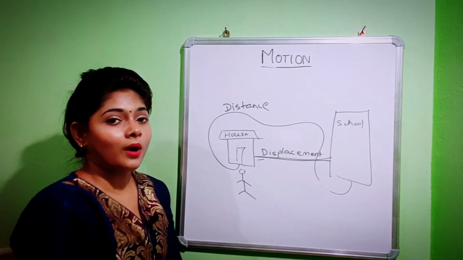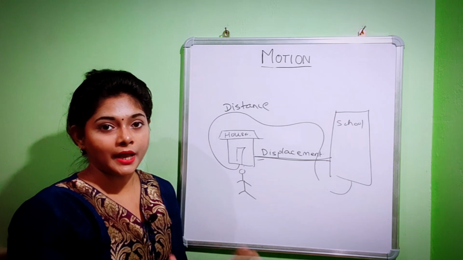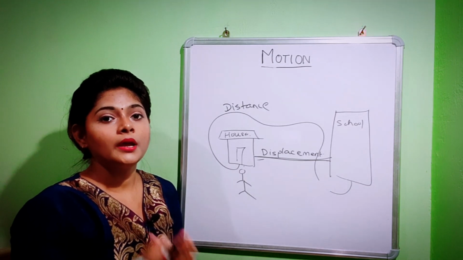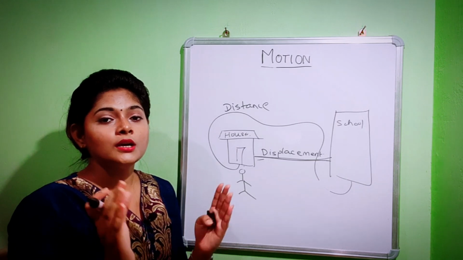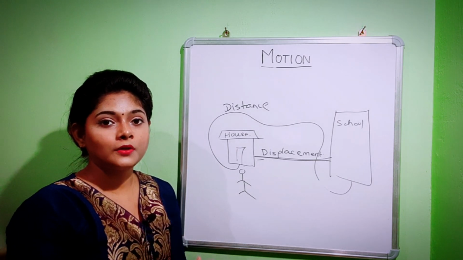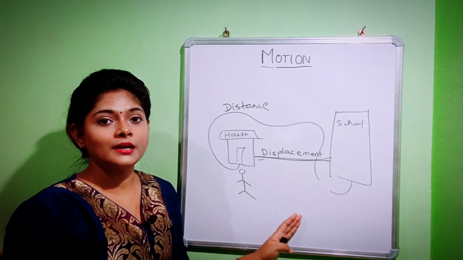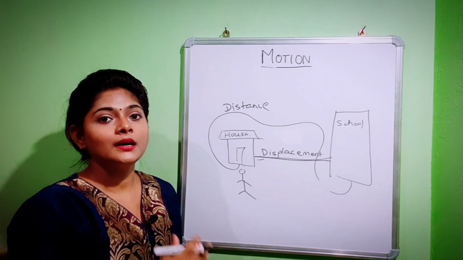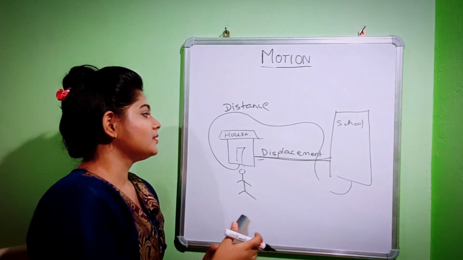So now what is distance? Distance is the actual length covered by any object from the initial point to the final point, and displacement is the shortest length between the initial point and the final point. Now let's make a table and see the difference between distance and displacement.